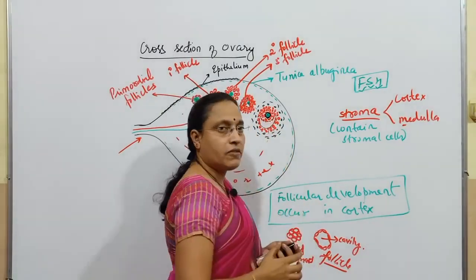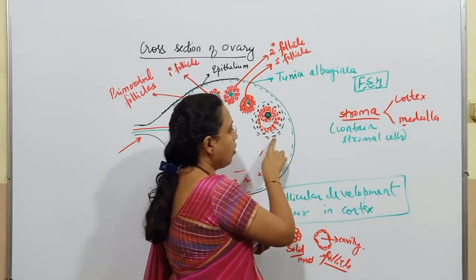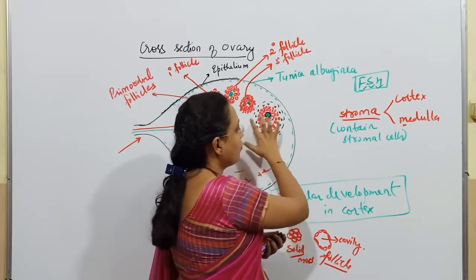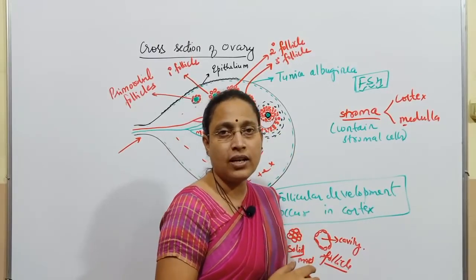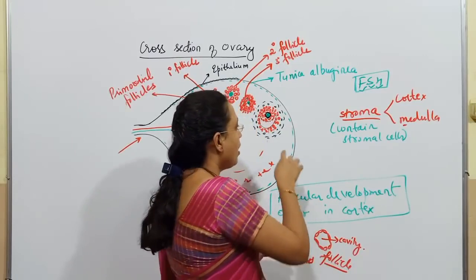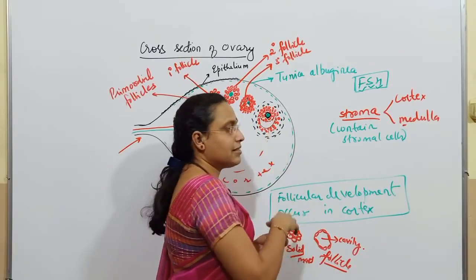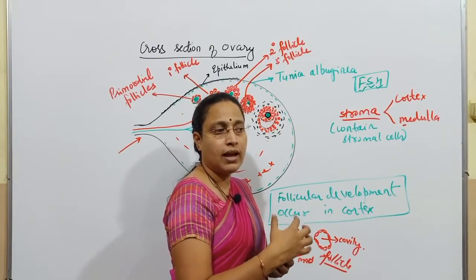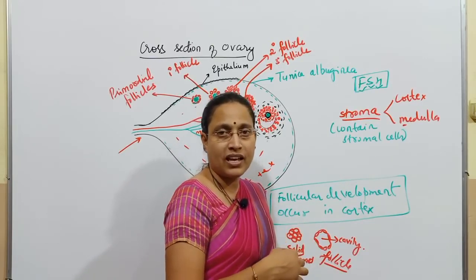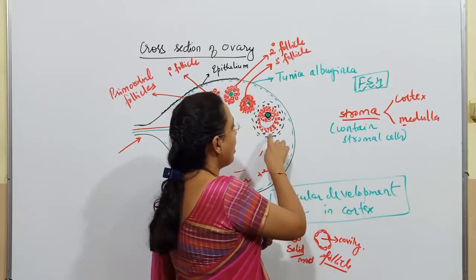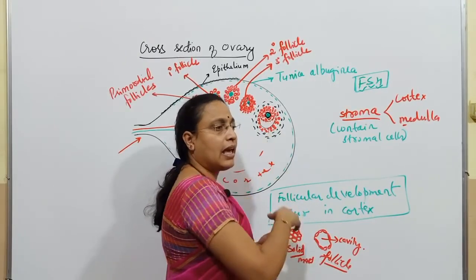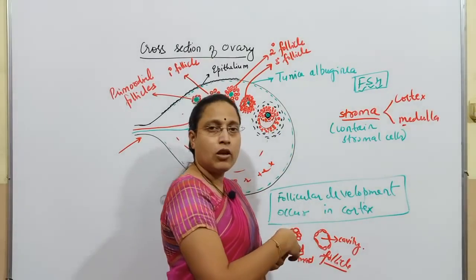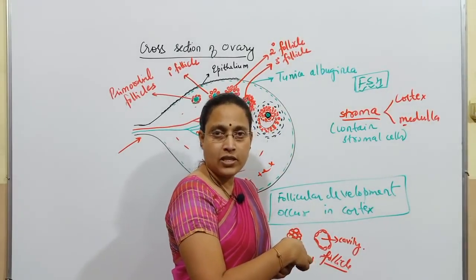Now what are the different parts of the Graafian follicle? You can see this outermost layer is called theca externa. Theca is a wall. It is basically derived from the surrounding stromal cells and is rich in connective tissue. Whereas theca interna, this wall, is rich in cells rather than being rich in fibers. They are called theca interna cells. They can help in producing estrogen. And granulosa cells also play a role in the production of estrogen.